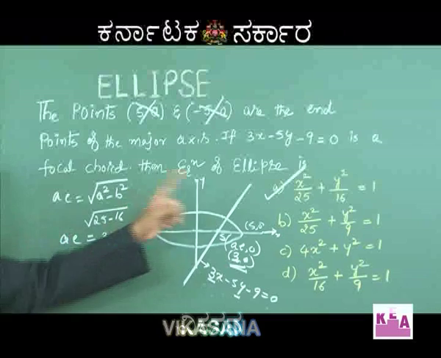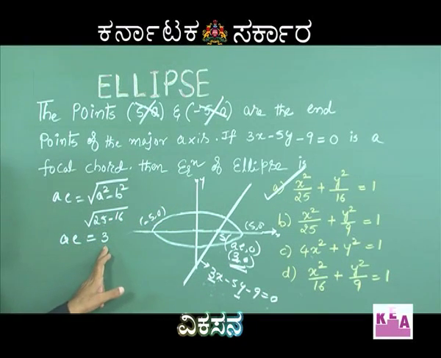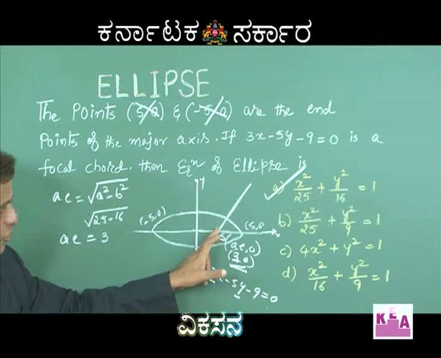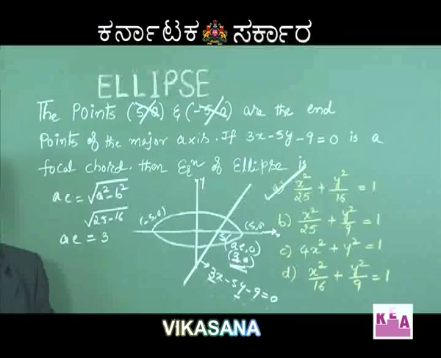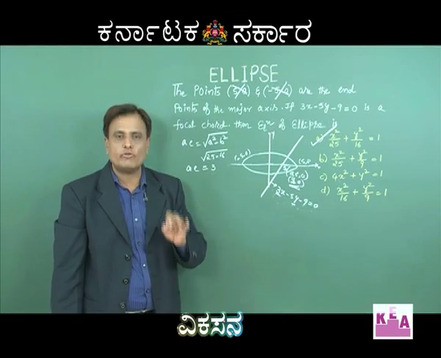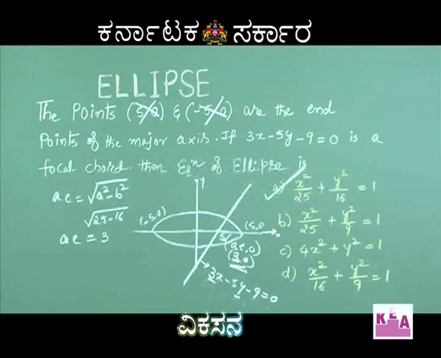Yes, from option A, AE is equal to 3, so the point of focus will become (3, 0). The x coordinate is 3, 3 threes are 9, y value 0, 9 minus 9 is 0, equal to 0. It satisfies the focal chord, therefore option A is the right option. Please note down this example.